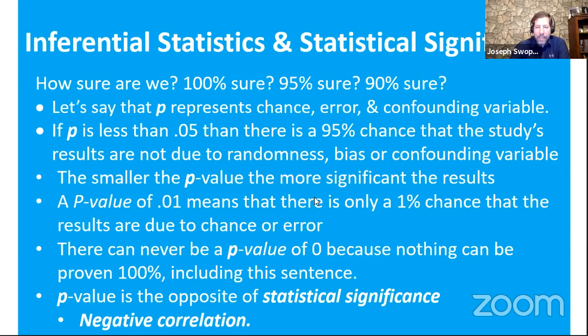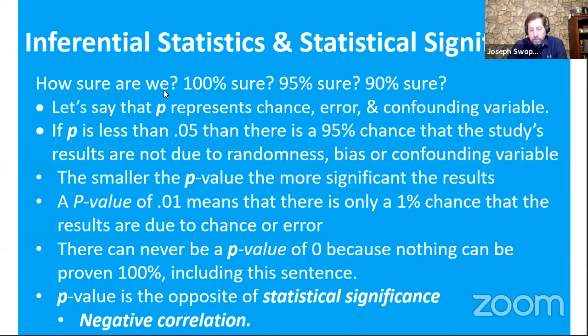Inferential statistics and statistical significance. That is a mouthful. I'm glad I got it out without fumbling over that title. So let's talk about statistical significance. Ready? How sure are we that our result is what we think it is? It's not a type 1 error. How sure are we? Are we 100% sure? Well, we know philosophically that's pretty much impossible. Are we 95% sure? How about 90% sure?